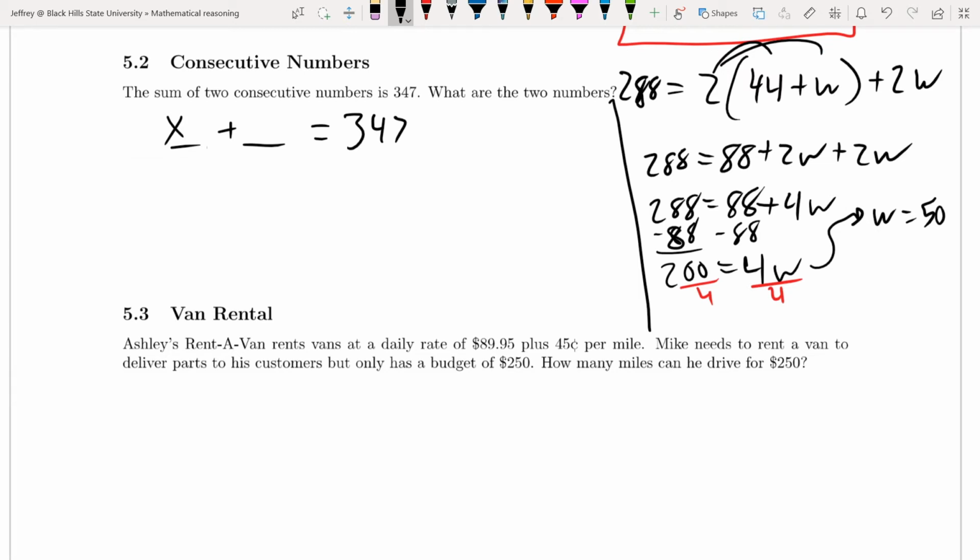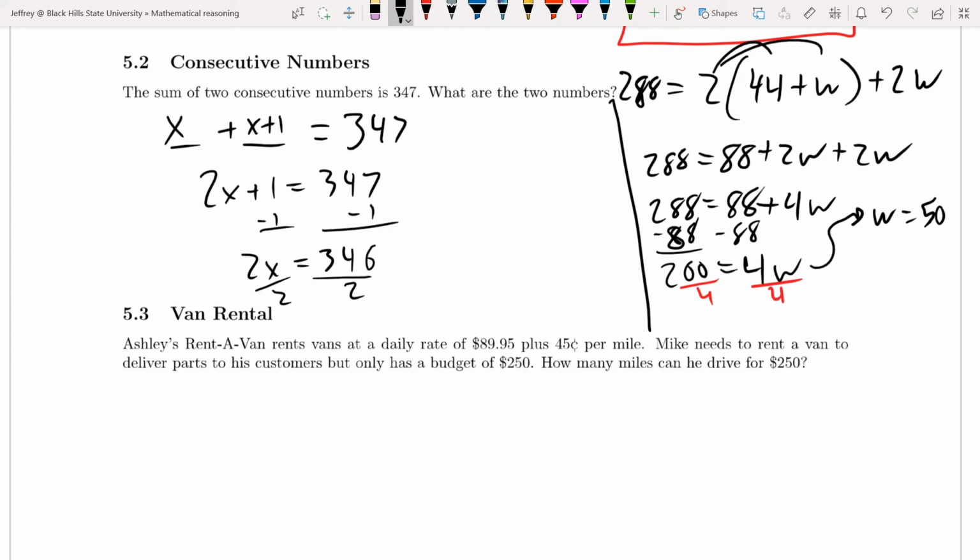Now, it doesn't really matter which way I do this. For simplicity, I'm just going to take x plus 1. So x plus 1 is the larger number, and x is the smaller consecutive number. So from here, I can go ahead and simplify this. So we get 2x plus 1 equals 347. Subtract 1 on both sides. And we get 2x equals 346. Divide both sides by 2. And we have x equals 173.